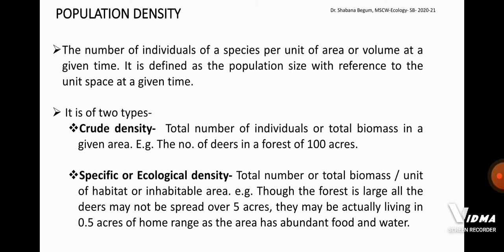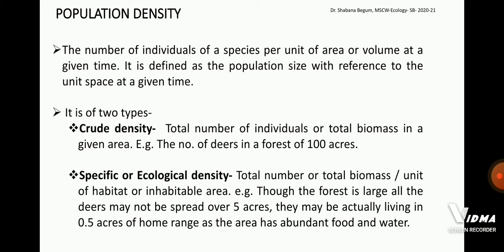Another important example to distinguish crude density and specific density is a plant species like Cassia tora. Individuals are found more crowded in shady patches and few in other parts of the same area. Thus, density calculated in the total area, that is, the shady and exposed parts, would be crude density, whereas the density value for only the shady area would be ecological density.